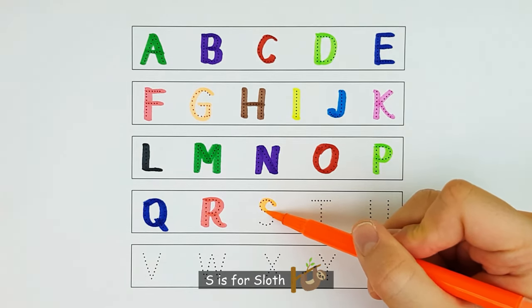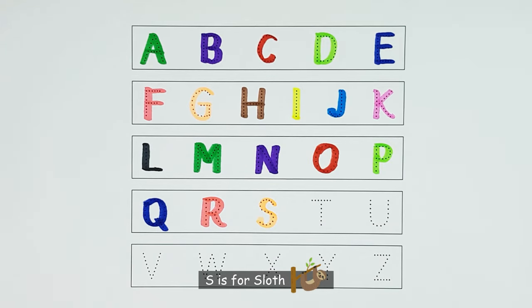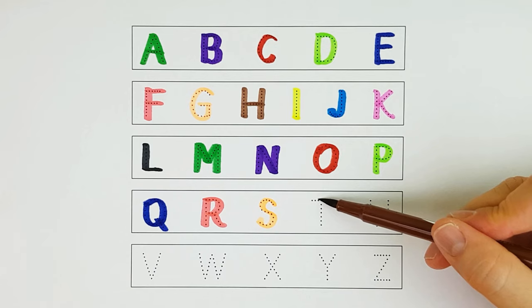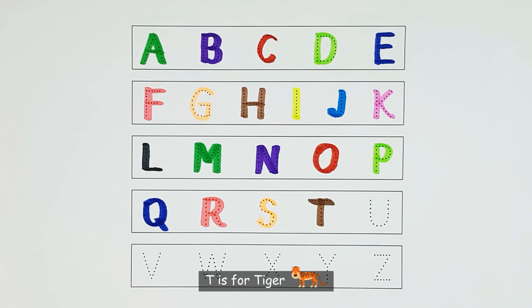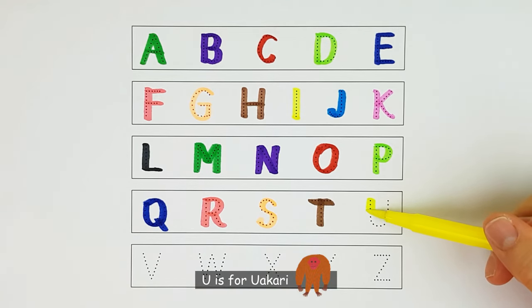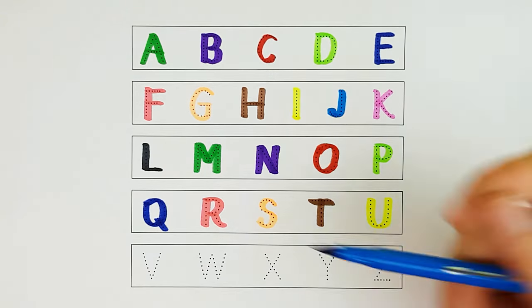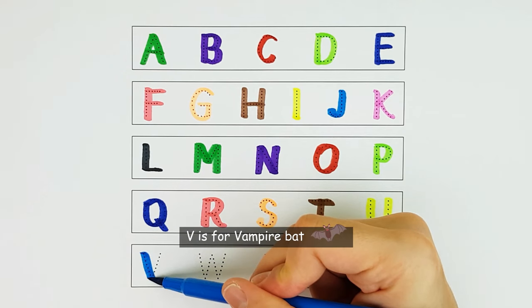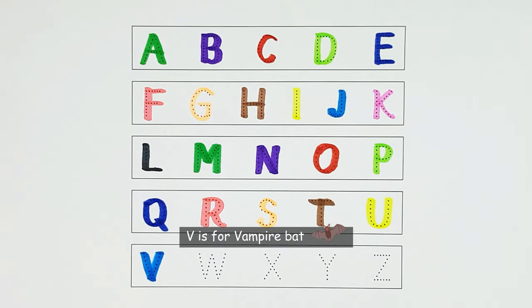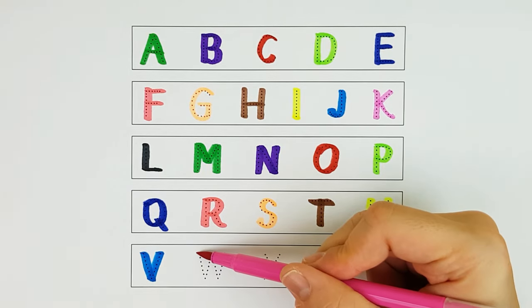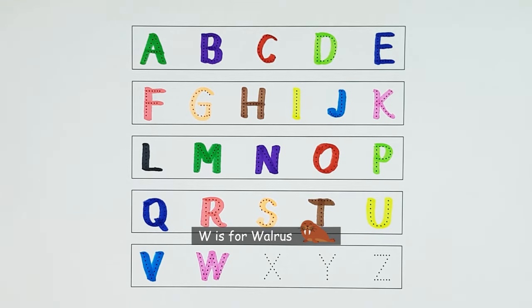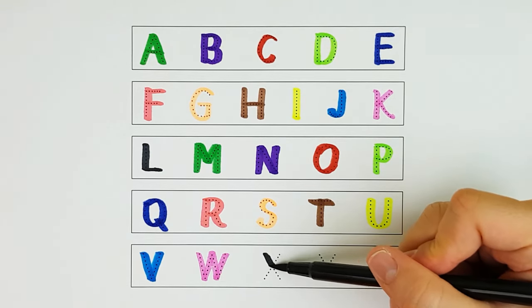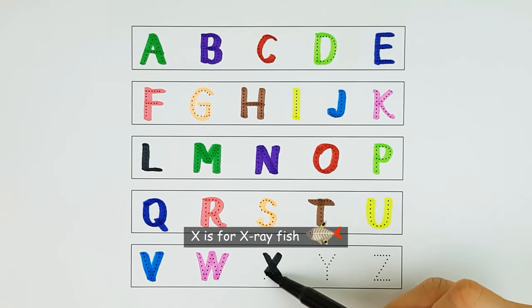S. S is for sloth. S. T. T is for tiger. T. U. U is for wakari. U. V. V is for vampire bat. V. W. W is for walrus. W. X. X is for X-ray fish. X.